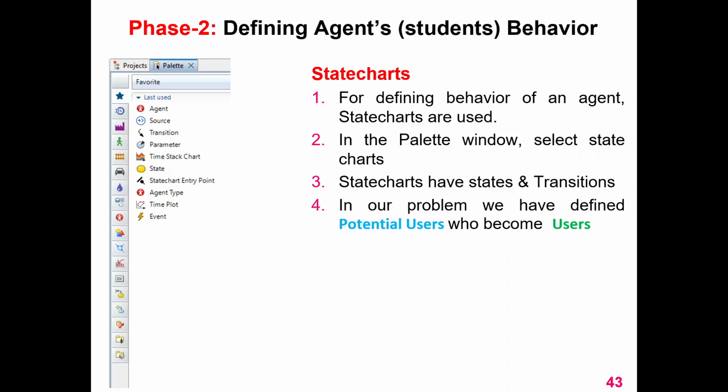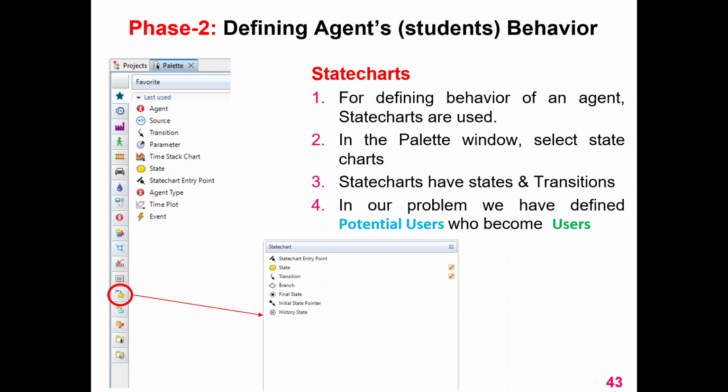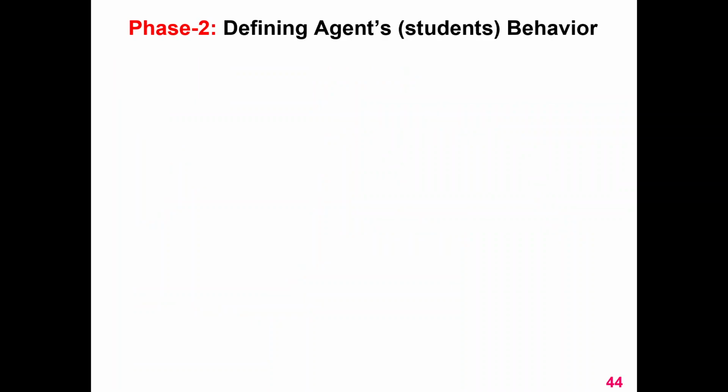In the palette view, this yellow box represents the state charts, and there are some tools in it. The first one is the entry point, which is how the agent enters into a state. Then there's a state, a transition, and a final state. We will use about 2-3 of these: entry point, state, and transitions. So let's do it. But before switching to AnyLogic, I'll just show you the steps.